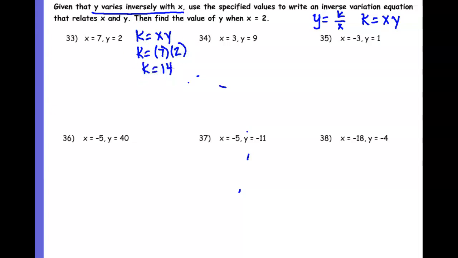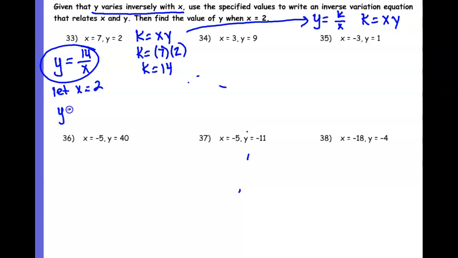We're going to take our constant and then put it back into the equation. We're going to use the specified value and write an inverse variation equation. So that means we got our k. As soon as we get our k, we can write our equation. There it is. That's the first part. The second part says, then find the value of y when x is 2. So we just let x be equal to 2, and our y is 14 divided by 2, which is equal to 7. So our y is 7.